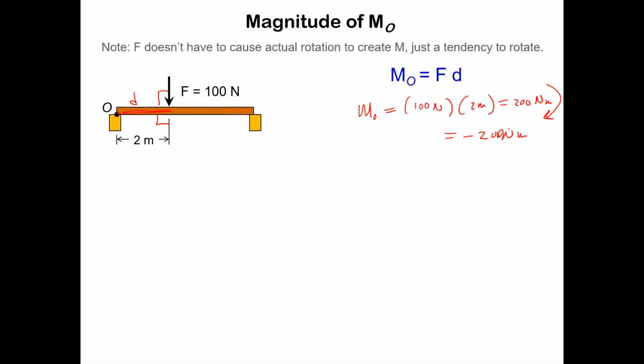Right? Again, you can think of a vector formulation if you care to. MO vector is going to be minus 200 Newton meters in the k direction, right? In this case, if your fingers are going in the sense of rotation of F, trying to cause a rotation this way, your thumb's going to be pointing into the screen. And so we would call that the minus k direction if this is X and Z is coming at us, right? So that's why we do that.